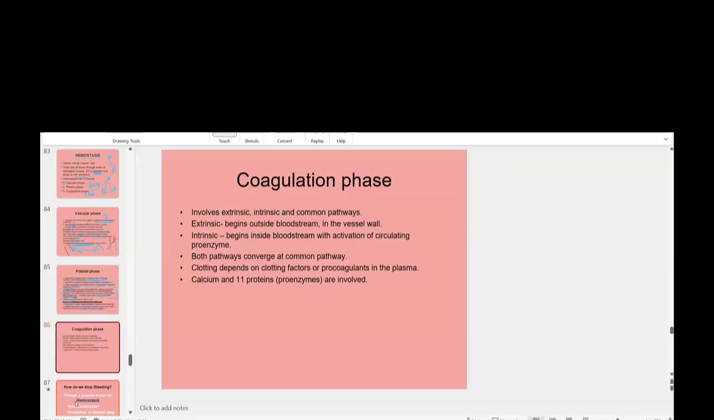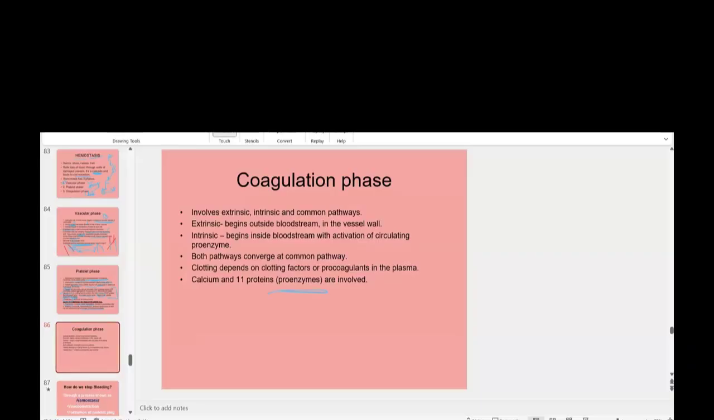Then clotting depends on a number of clotting factors, procoagulants in the plasma. Calcium plays a very important role. So if you do not have sufficient calcium in your body, or for some reason you are losing calcium due to osteoporosis or something, then you will find that the clotting process is affected. And there are 11 other proenzymes.